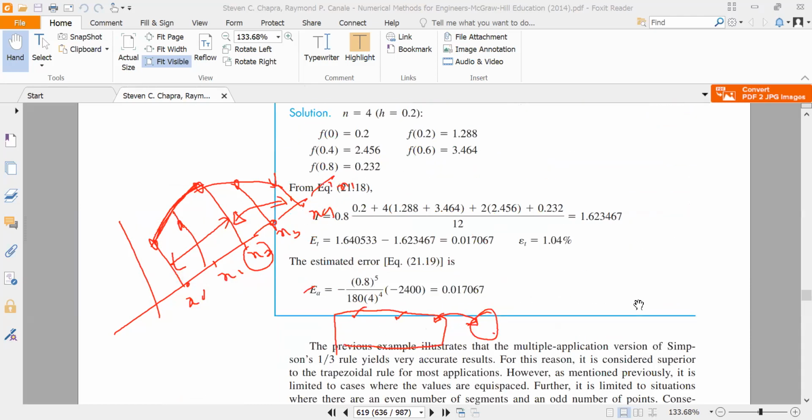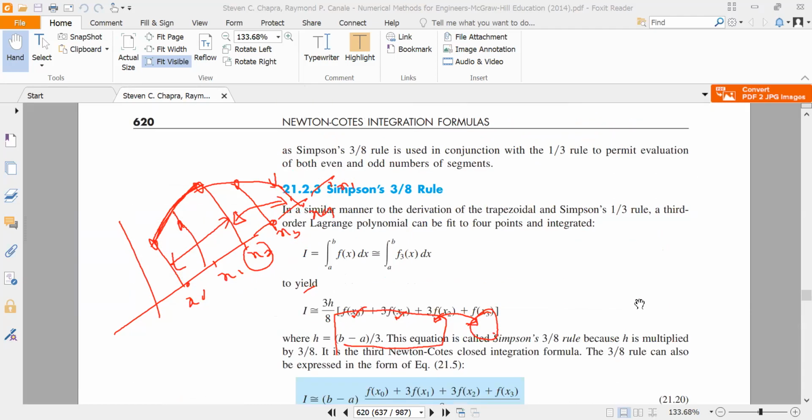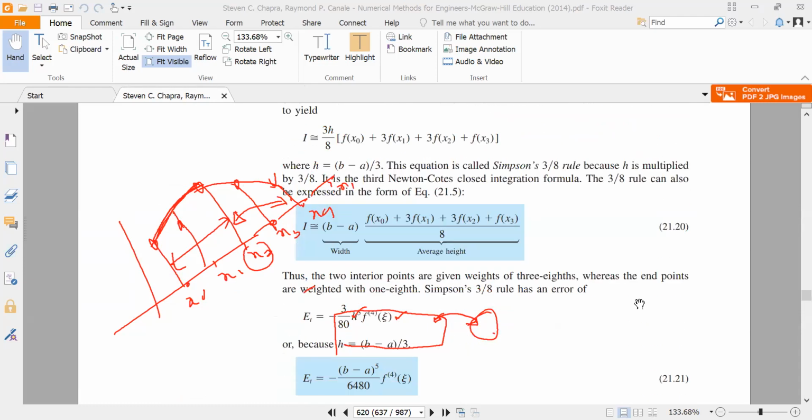We have another rule there. It is called the 3/8 rule. In this case, another point will be involved, and the equation will be 21.8. And you see that in this case, how many points are involved? 4 points. 4 points are involved. And altogether, we'll have 8 function values involved: 1 at f0, 3 at f1, 3 at f2, and 1 at f3. Altogether 8. So your average height will be equal to this sum divided by 8. It can also be implemented in a multiple-application way.